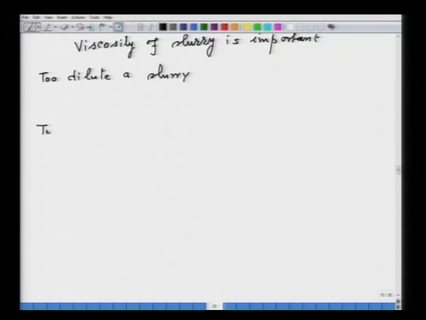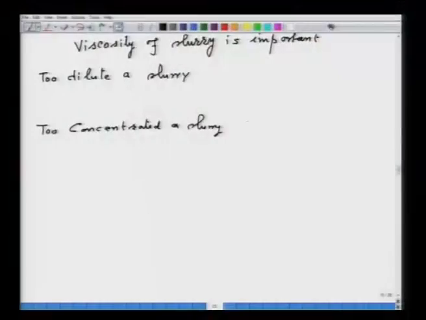or too concentrated a slurry. Now, if you have too dilute a slurry, what does that mean? The percent solid is very low, the amount of solid is less, and you have put in the medium according to your calculation. Because solid is less, the medium will interact with each other. So, too dilute a slurry will cause wear of the medium, that is very important.